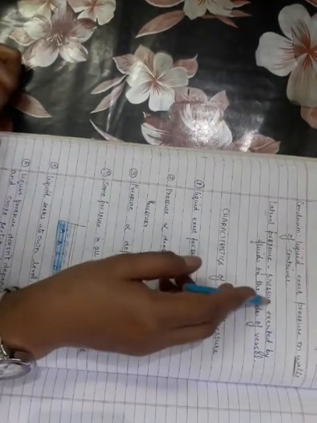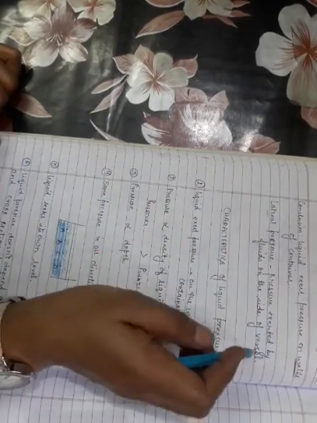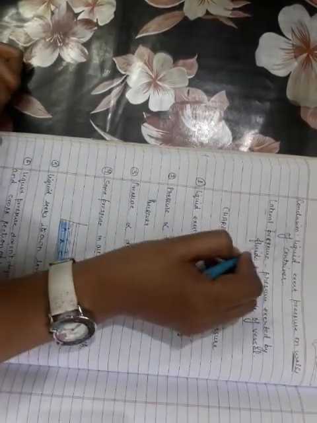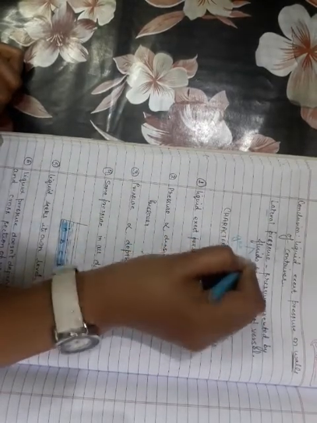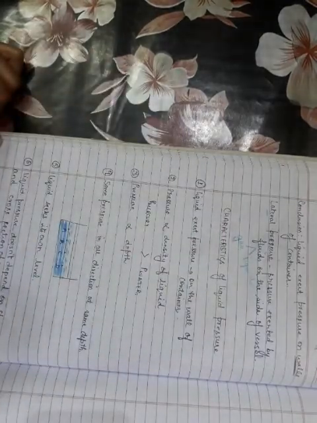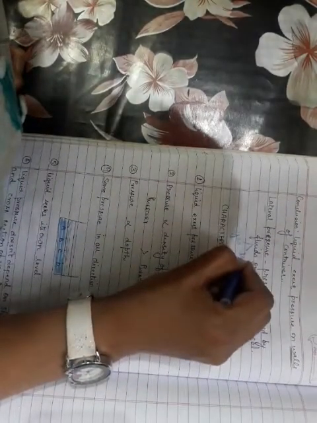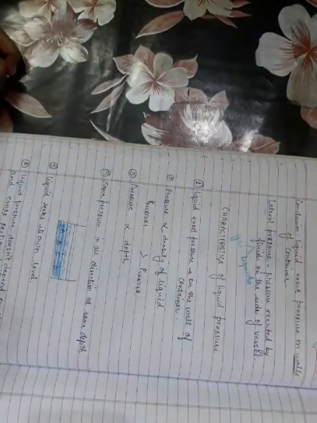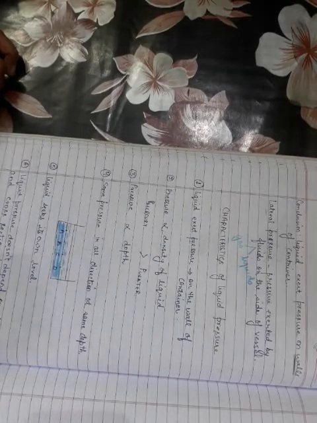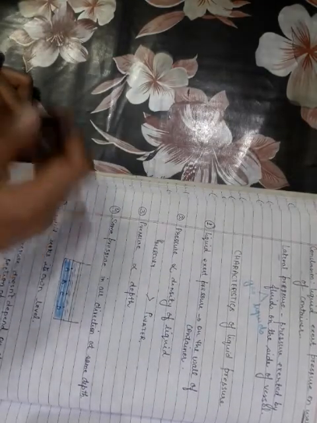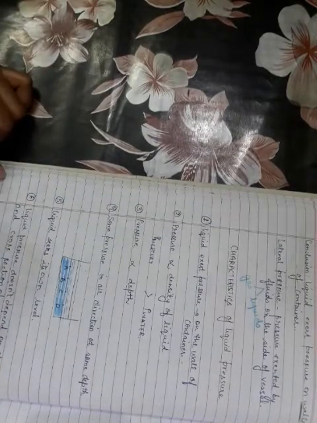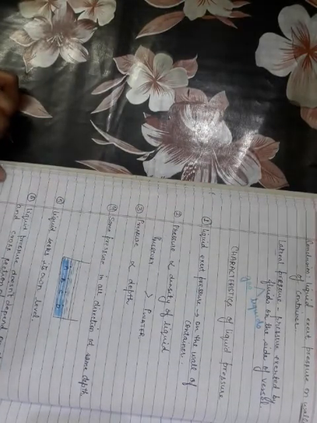So this is the liquid pressure exerted by fluids on the side of vessels. Fluids means we are talking about gases as well as liquids, both. Now, characteristics of liquid. Characteristics means the key features, the salient features about liquids, which we will discuss in this class. Point number 1, liquid exerts pressure on the walls of container, which we have seen by activity 4.